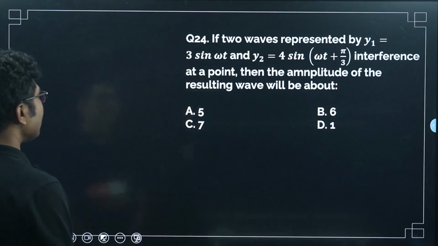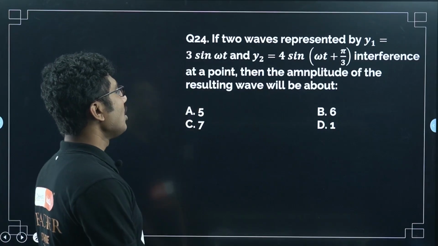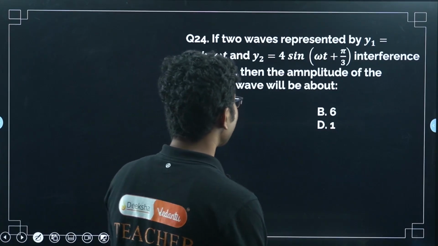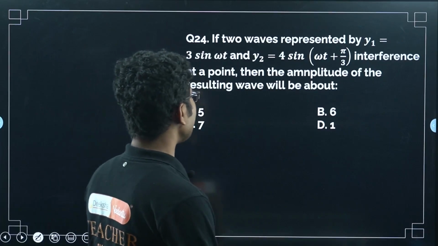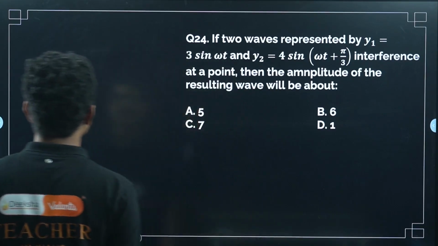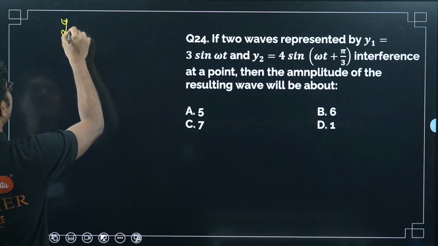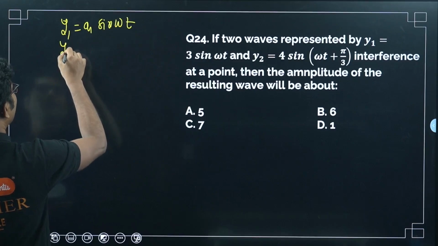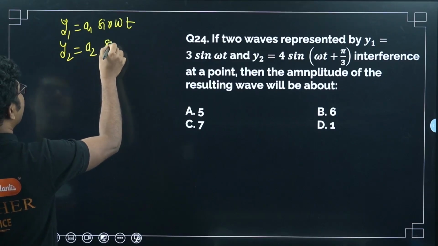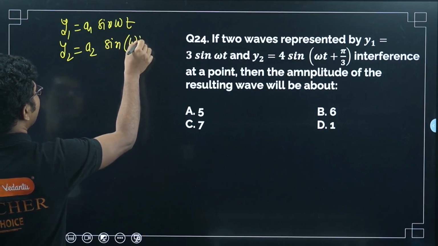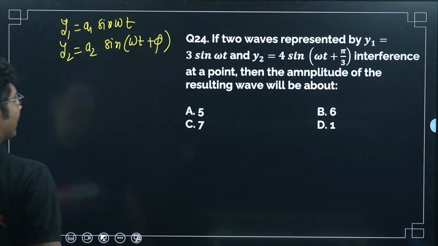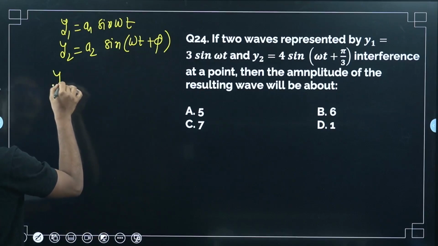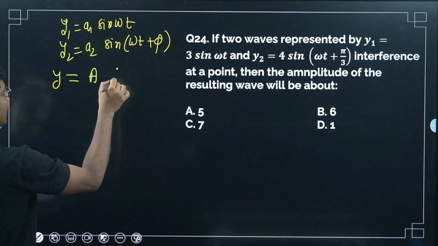Two waves represented by y1 is equal to 3 sin omega t and y2 is equal to 4 sin omega t plus pi by 3 interfere at a point. Then the amplitude of the resulting wave will be... Very interesting question. So we know that if y1 equals a1 sin omega t and y2 equals a2 sin omega t plus phi interfere, both of them should be sine, then the resultant wave y should have an amplitude into sine of some value.